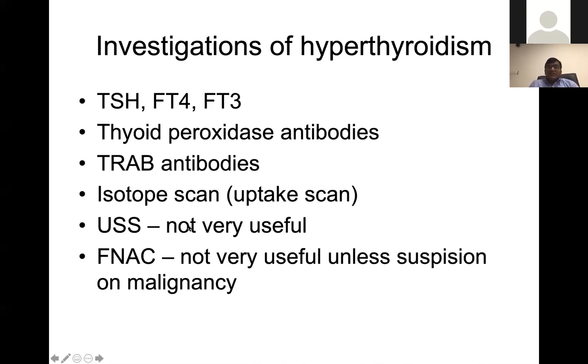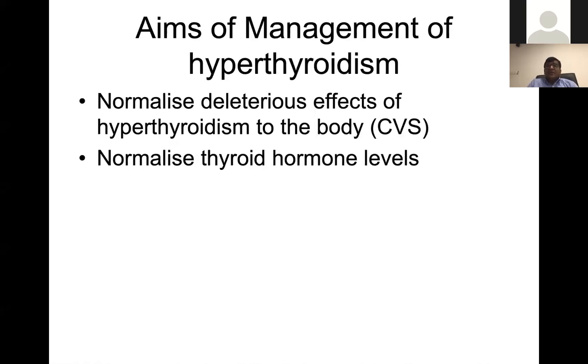Ultrasound scan is not very useful, and FNA is not useful unless there is a compelling suspicion of malignancy, which is not very common in hyperthyroidism. So what are the aims of management? You need to normalize the deleterious effects of excess thyroxine, particularly on the cardiovascular system, because that is where people can even die due to arrhythmias or high output cardiac failure.